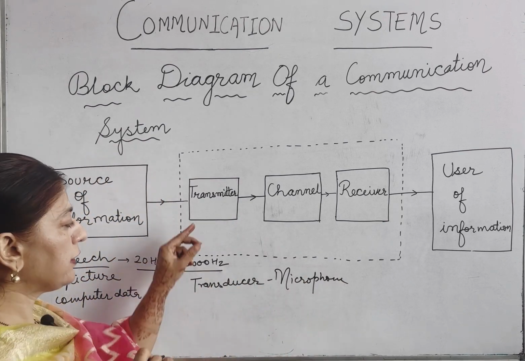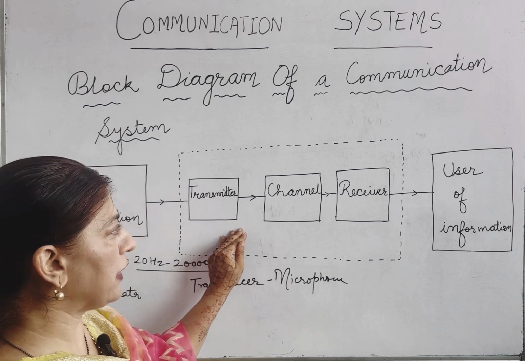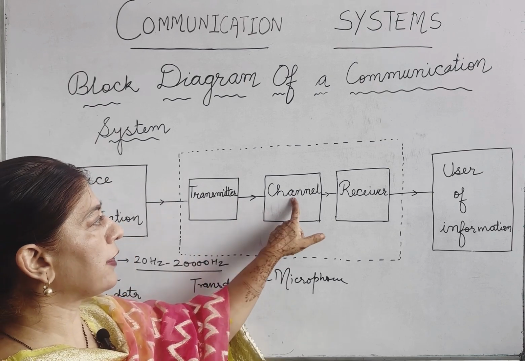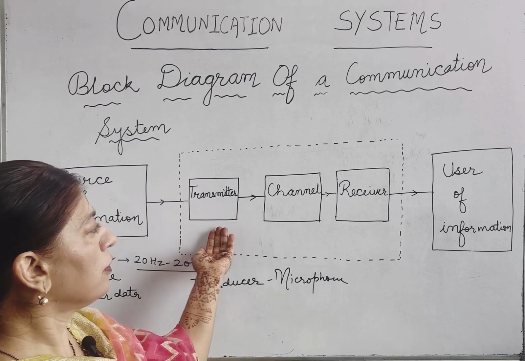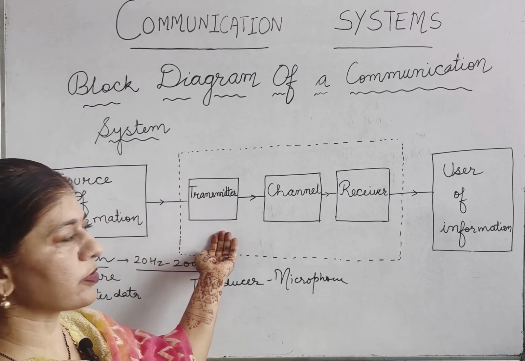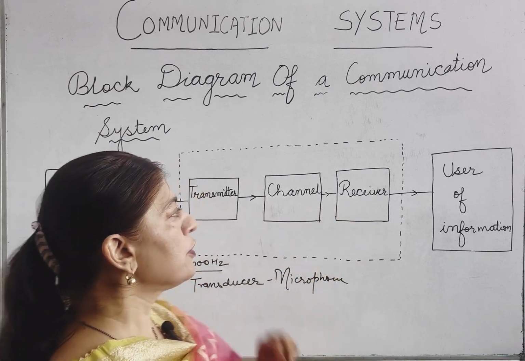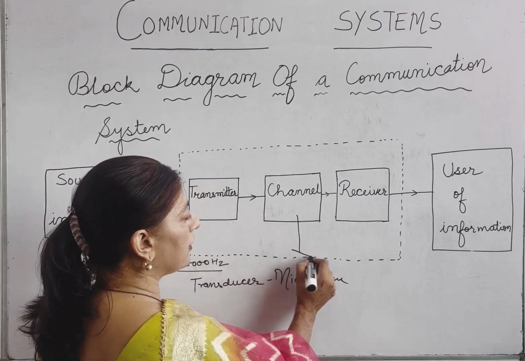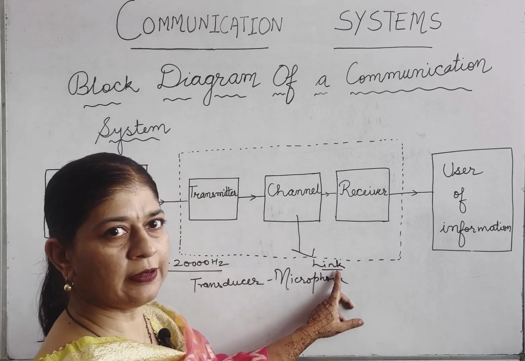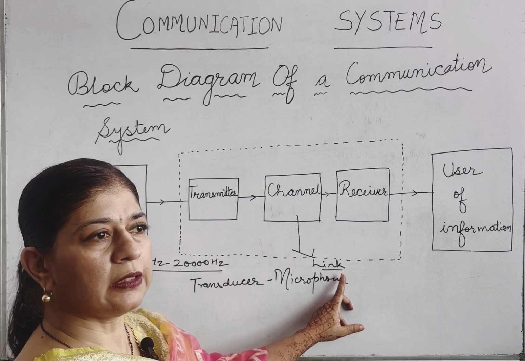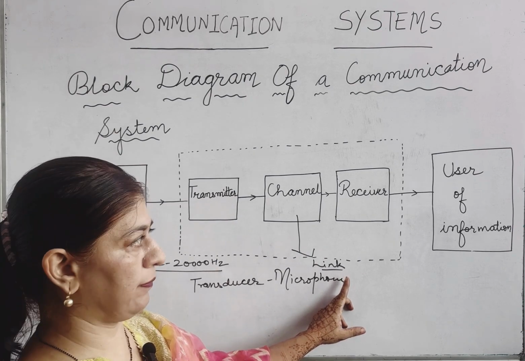Now the electrical signals are taken with the help of a link, a physical medium that is mentioned as a channel. Channel picks the information from the transmitter in the form of electrical signals to the receiver. So this link can be atmosphere, it can be an optical fiber. It depends upon the communication that we are indulged in.